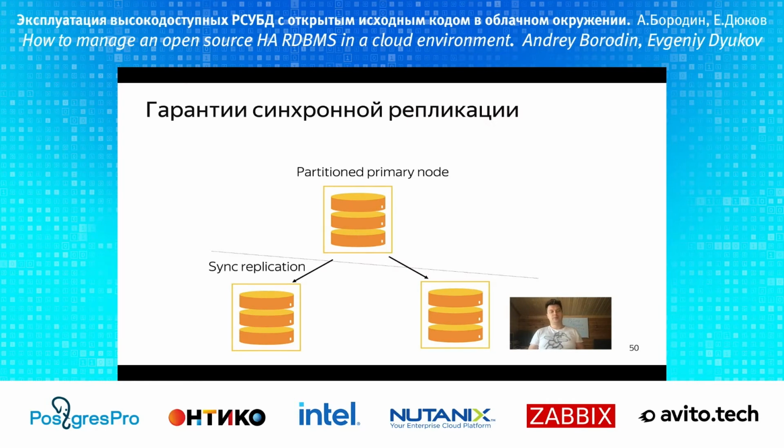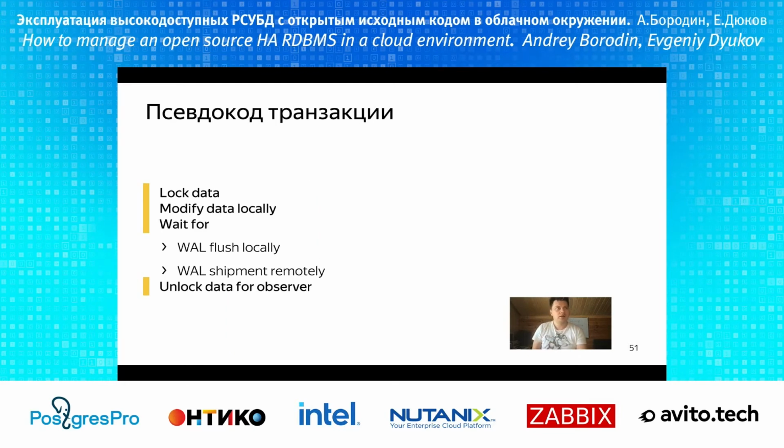What guarantees are provided by synchronous replication in the cluster? For example, we have a 3-node cluster with synchronous replication. We have network partitioning, when the primary instance is cut from the network from the rest. Any query must hang on the synchronous replication. This is a guarantee that we provide.